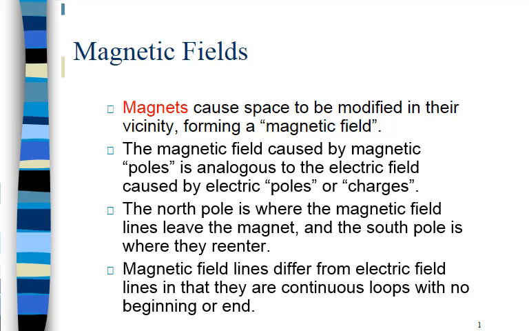Whereas with an electric field, let's say I have a positive charge and a negative charge, the field starts here and then it ends here, and then it starts here and it ends here, and starts here and ends here. It's not true with a magnet. A magnet is a continuous loop.